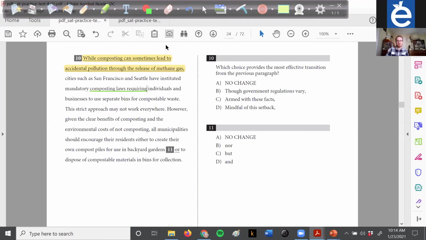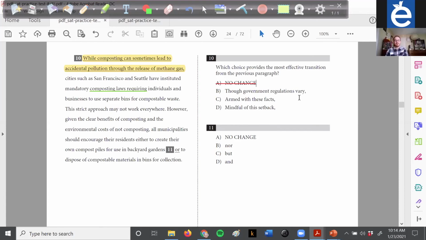So one is the tragedy of throwing things in the landfills. The other one is moving forward with city-wide legislation. Which choice provides the most effective transition? I don't think that the accidental negative effects of composting really connects all that well. I want to double check that. Yeah, that doesn't really connect with the previous paragraph. Might be interesting information, just not very on point.